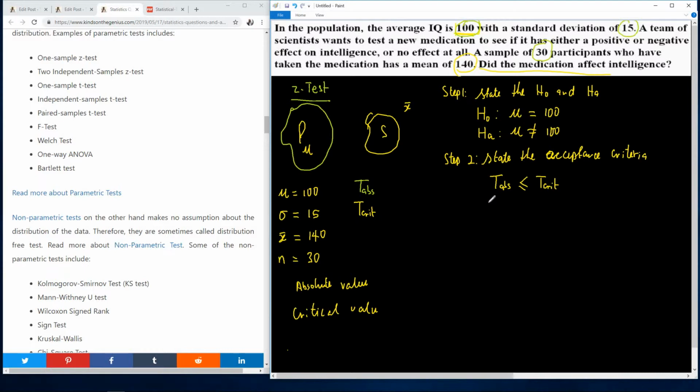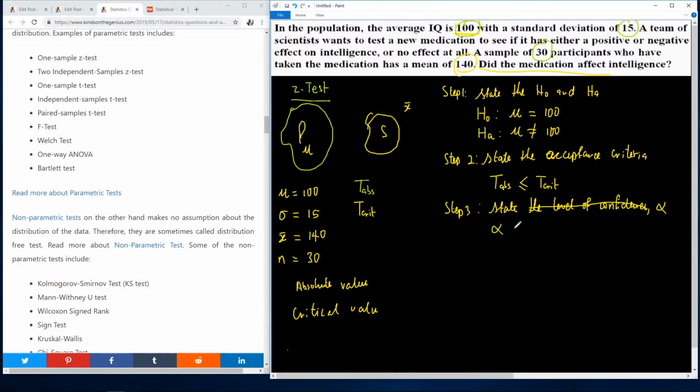All right, so now we want to state step 3. State the level of significance or confidence level, which we call alpha, and you look it up from the table. So I'm just going to state the alpha. Let's just call it alpha.